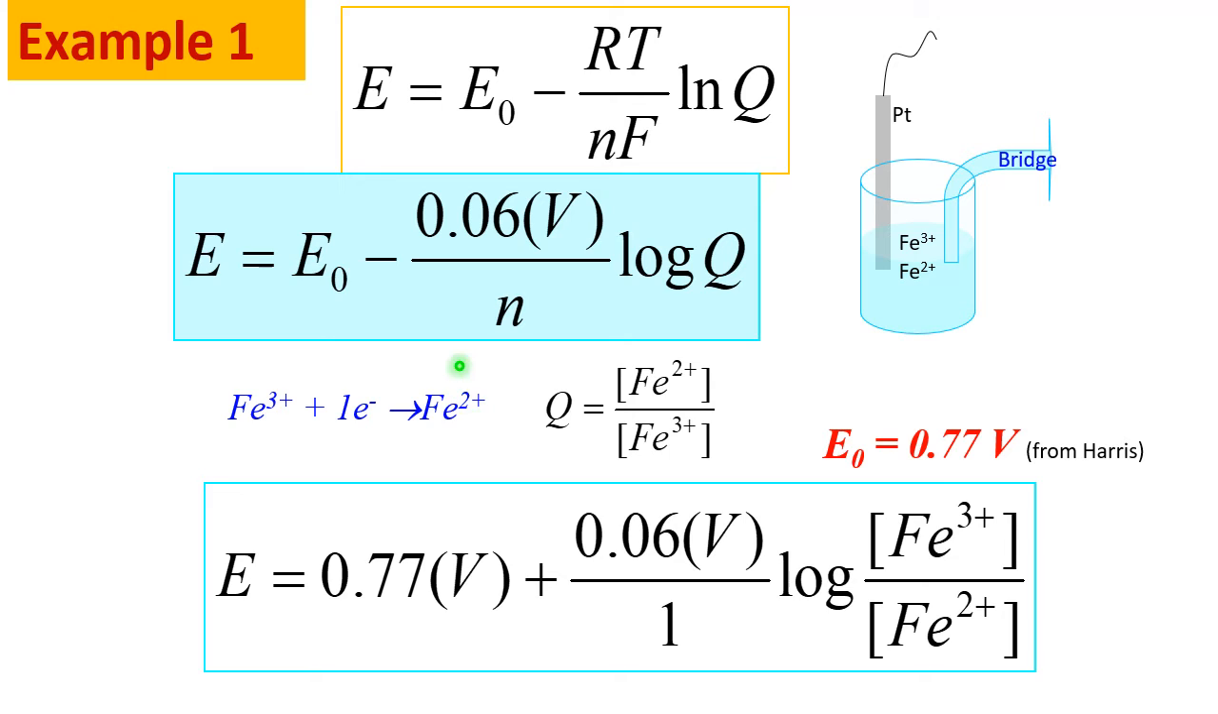above the line, what at the right side? Below the line, what's at the left side? E0 we can find from any textbook, and we have such an equation for the Nernst. 0.77 volts plus 0.06 volts log Fe3+ to Fe2+. Instead of having minus, I put Q upside down.